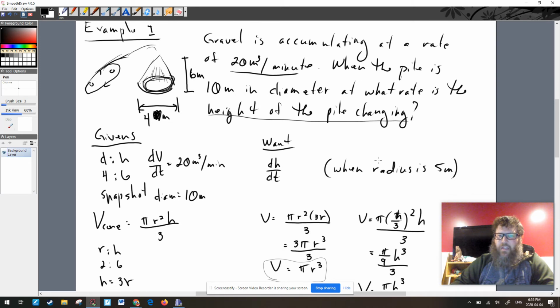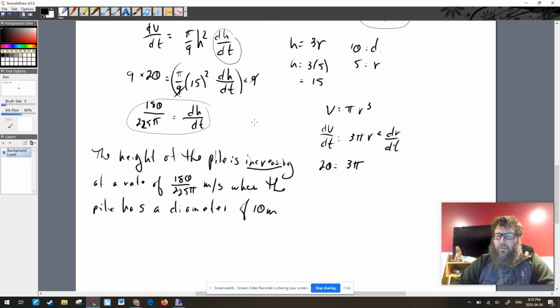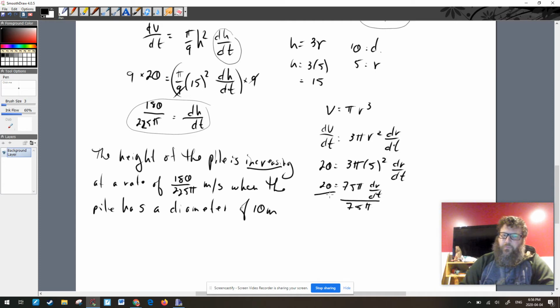Well, we had a snapshot when the diameter was 10 meters. Well, in this case, we've got r. So I'm going to say if the diameter is 10, that means the radius is 5, dr by dt. So simplify that a little bit. So we're going to get 20 equals 25 times 3 is 75. So 75 pi times dr by dt. I'm going to divide both sides by 75 pi. Those guys are going to go away. And so we know that dr by dt is equal to 20 over 75 pi.